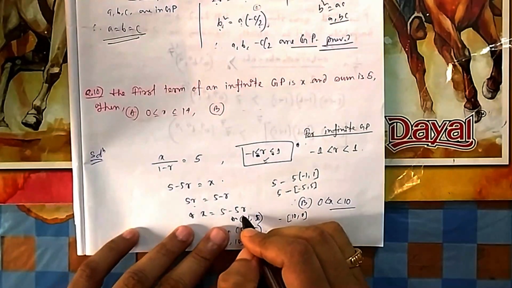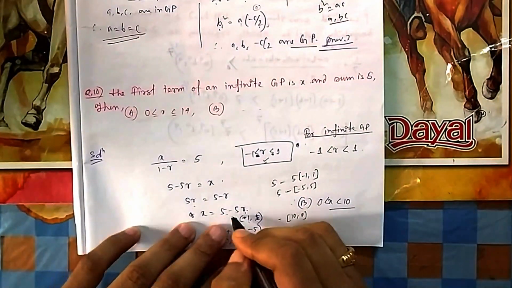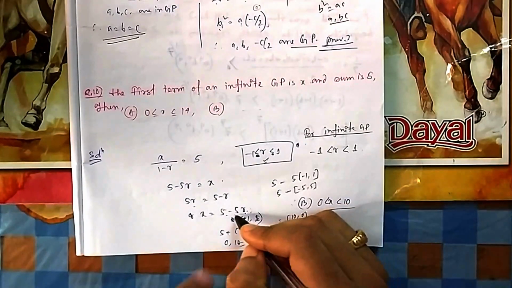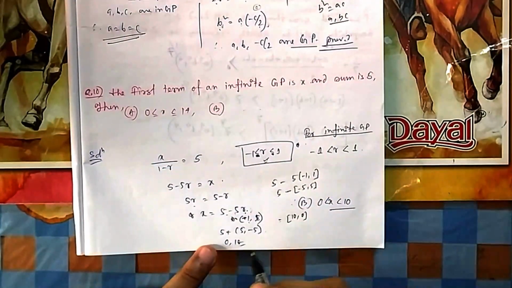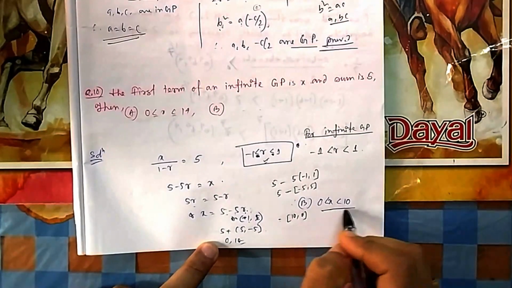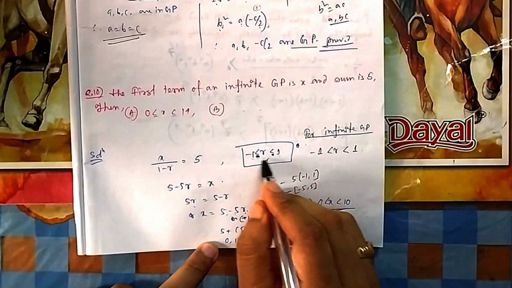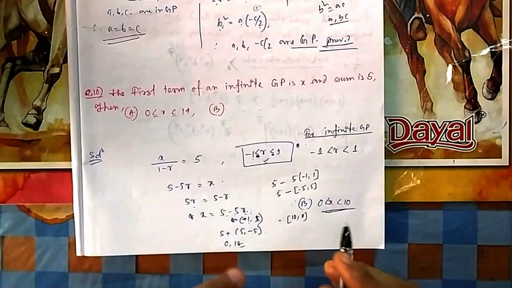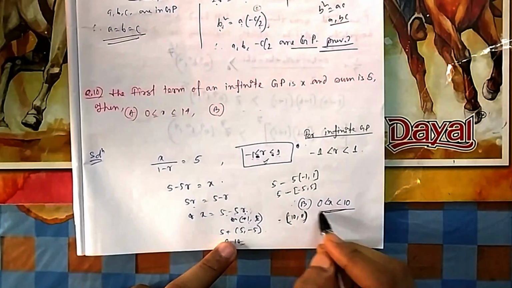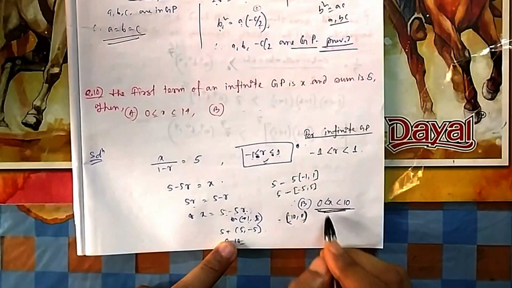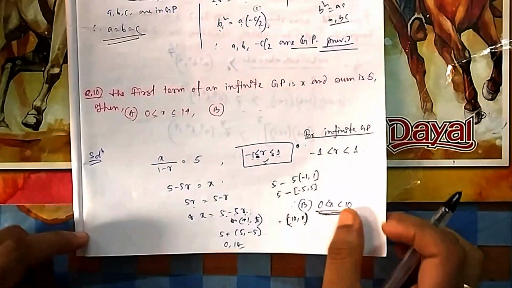Or you can put r equal to -1, you will find 10, r equal to 1, you will find 0. These are the extreme points. So that means your x will lie between 0 to 10. That is your option B. But it cannot be equal because your r is not equal to these; it is in between these two. So it will be an open bracket, as it is written in option B.